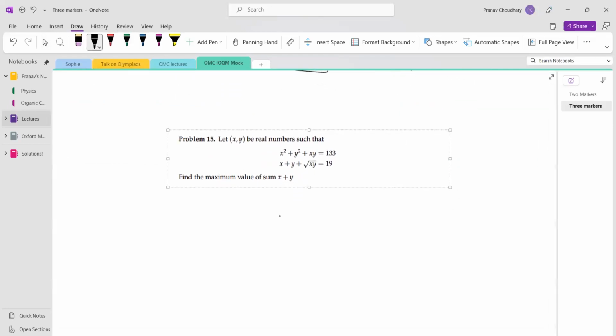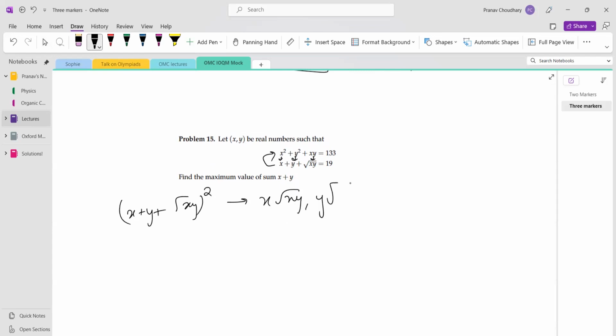Okay, so x square. Hmm. So as to motivate this, we see that it's under root of this term, under root of this term, under root of this term. But how do you relate that? If you have to go back from here to here, one way is to square this. But that gives you some terms like x root xy, y root xy, which is not really helpful, right?